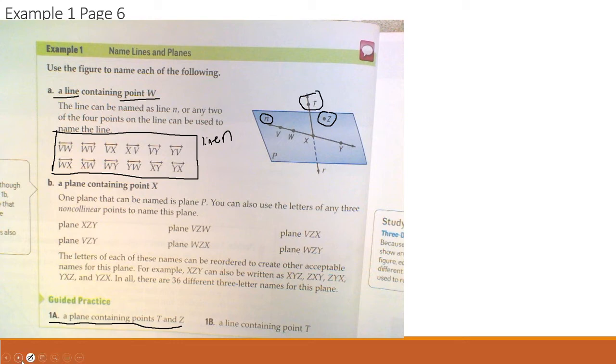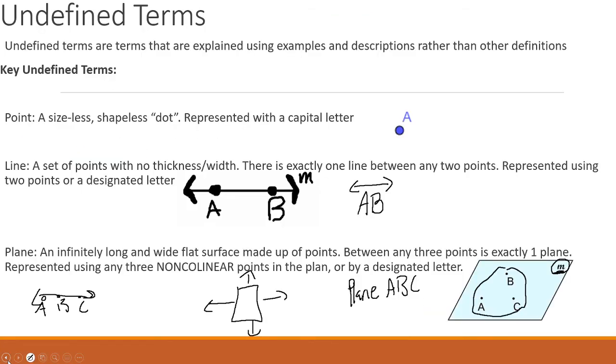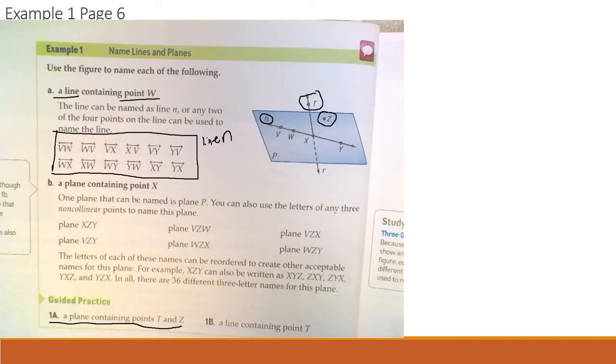So if we go back a little bit, remember a plane needs at least 3 points. So if I pick another third point down here, that would be a plane containing points T and Z. So for example, I could say plane T, Z, X, because those would be three non-collinear points. T, Z, X. That would be a plane. Again, it's just basically naming 3 points, make sure you include T and Z.